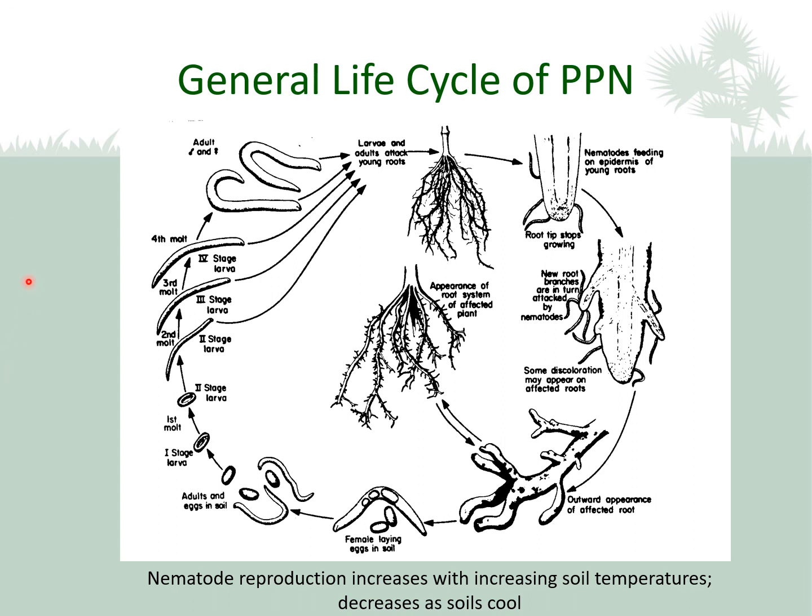Here we're looking at the general life cycle of a PPN. It's relatively complex. You can take your time, but you see eggs are laid. They form larvae, many different stages of larvae. Finally, adults, which then can infect more roots. Note, nematode reproduction increases with increasing soil temperatures and decreases as the soils cool.